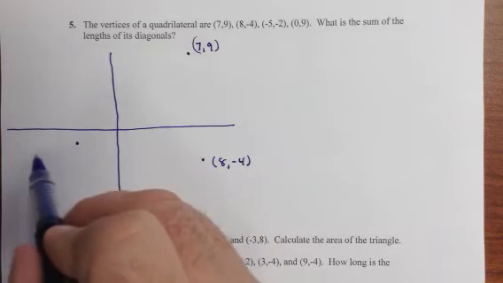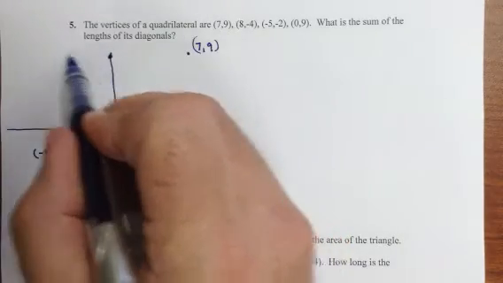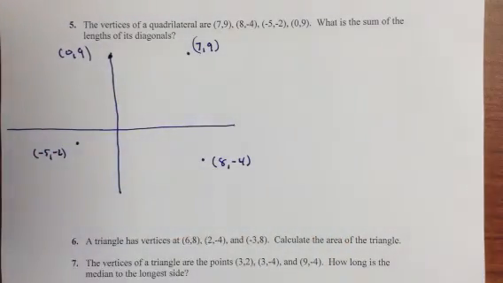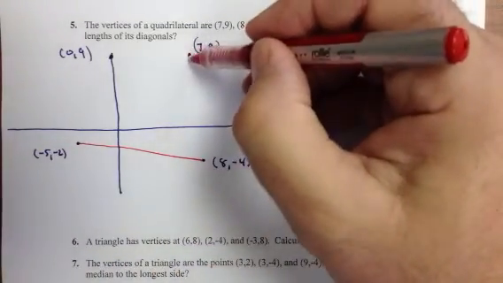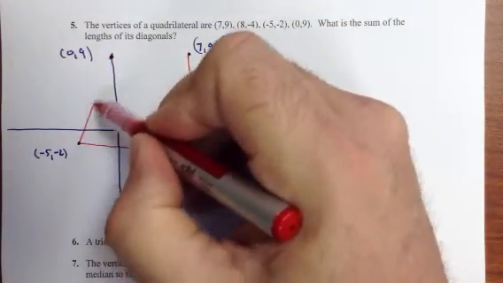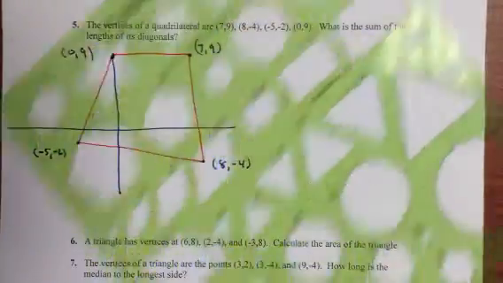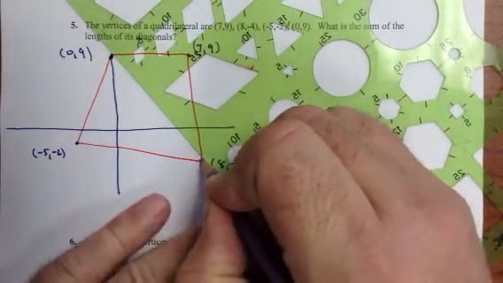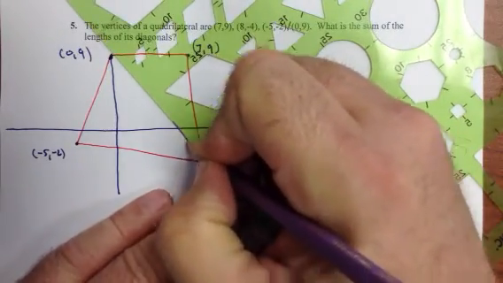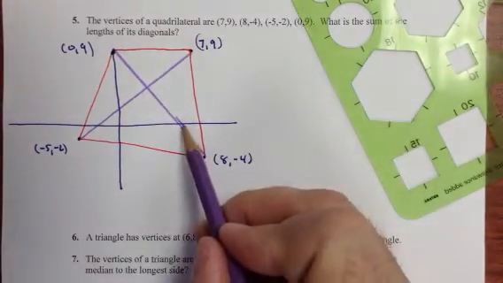Negative 5, negative 2. 0, 9. Okay, so if that's true, then this is my quadrilateral. So my diagonals for this quadrilateral, hopefully with all this moving around you're not getting seasick. So here's my diagonals. There's one, there's the other, a little bit of oops.